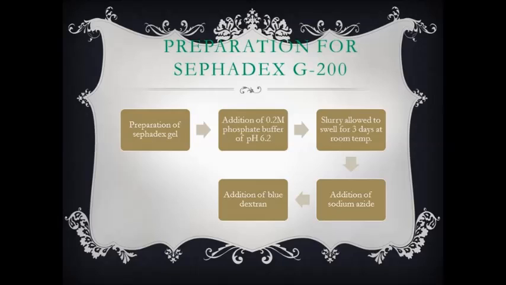Preparation of the gel column and the fractionation procedures were determined as previously mentioned by MR 1975. For this purpose, a Pharmacia column was used. Sephadex G200 was also used. 0.2 M phosphate buffer of pH 6.2 was used, and the slurry was allowed to swell for 3 days at room temperature. Sodium azide was added to prevent any microbial growth.